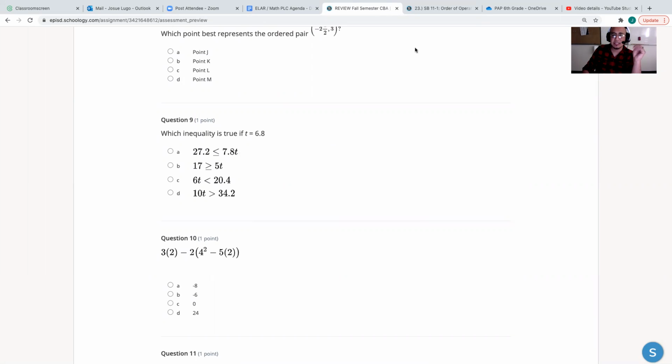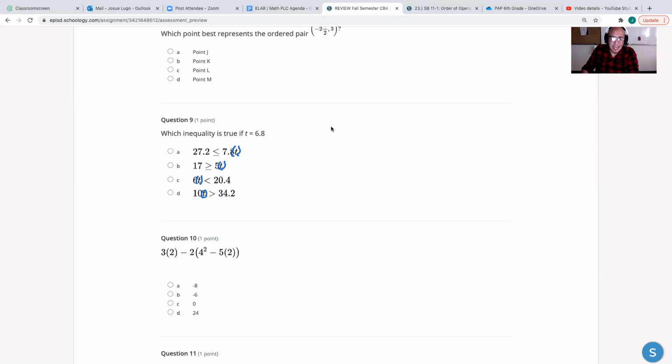And number 9 simply reads, which inequality is true if t is equal to 6.8? In other words, wherever you see a t, instead of putting a t, you're going to put 6.8 and do that same operation. And in each of these, it's always multiplication. Remember, whenever you have a variable right next to a number, that means multiplication, right?